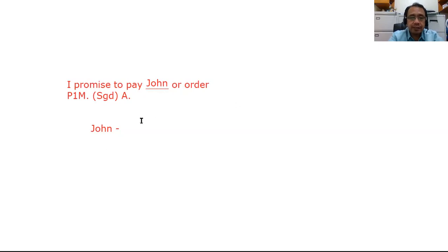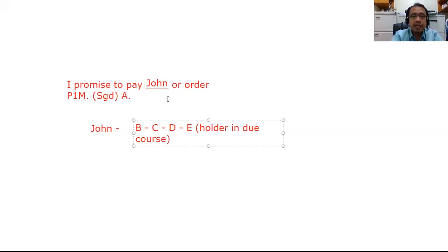If ever John will now negotiate that instrument to B, B to C, C to D, D to E, and E is a holder in due course, can E now demand payment from A the amount of 1 million? The answer is no. Because it does not matter whether E is a holder in due course or a holder not in due course. Why? Because our instrument is an incomplete instrument.